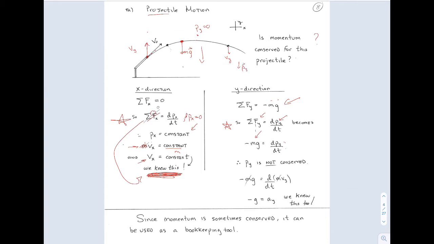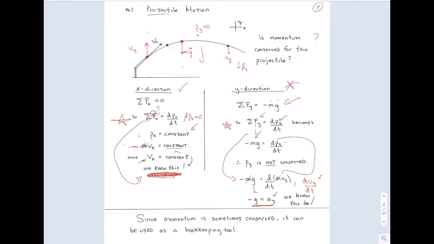So if I put in my net force as minus mg, and momentum in the y direction is mvy, the masses drop out, and I get minus g is equal to dvy/dt, and the time rate of change of the velocity in the y direction is the acceleration in the y direction. And so we get something that we already knew, that the acceleration in the y direction is minus g. So for projectile motion, momentum is conserved in the x direction, but it's not conserved in the y direction, which we already knew.